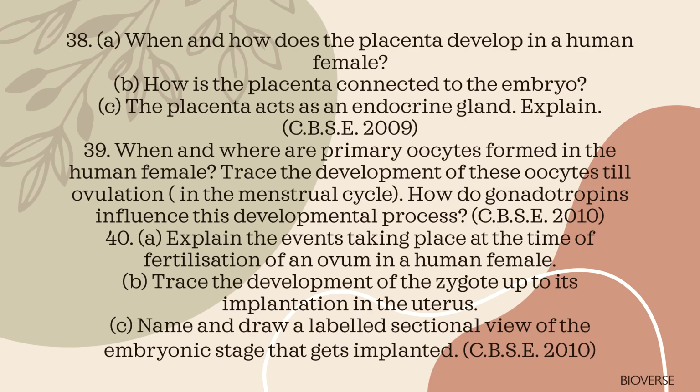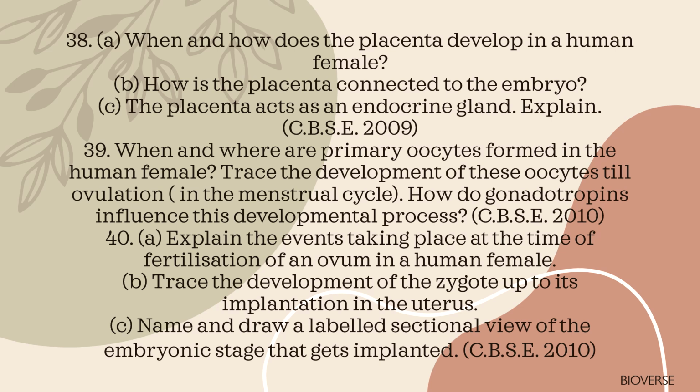Question 39. When and where are primary oocytes formed in the human female? Trace the development of these oocytes till ovulation in the menstrual cycle. How do gonadotropins influence this developmental process? Answer. Primary oocytes are formed during fetal life in the ovaries. They remain arrested in prophase 1 until puberty.